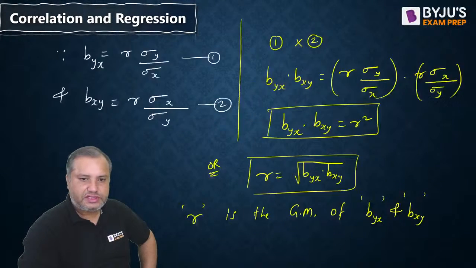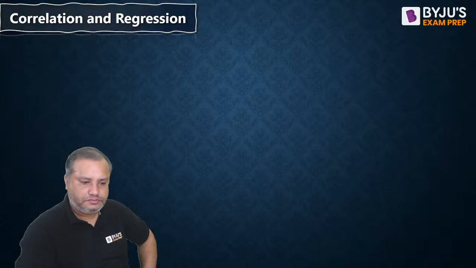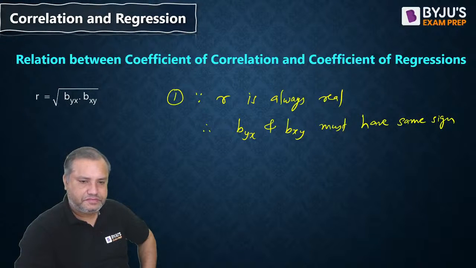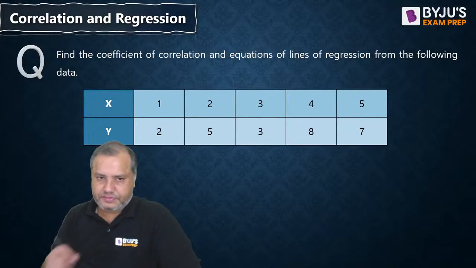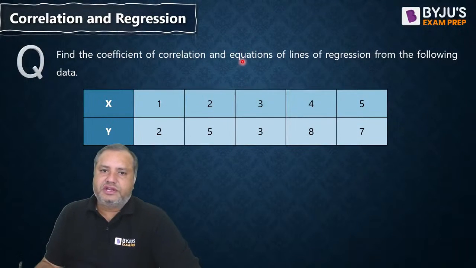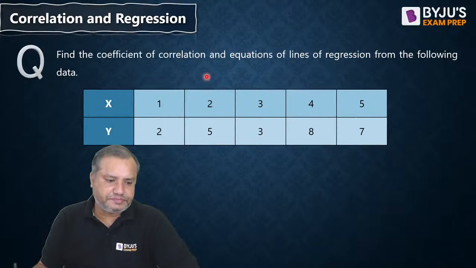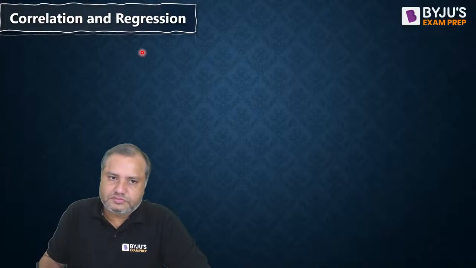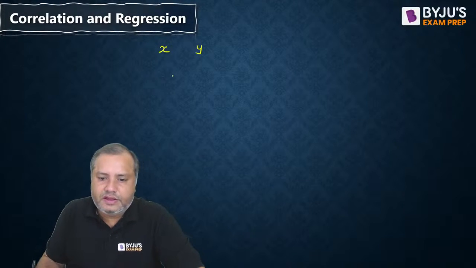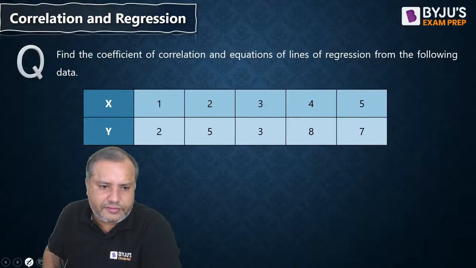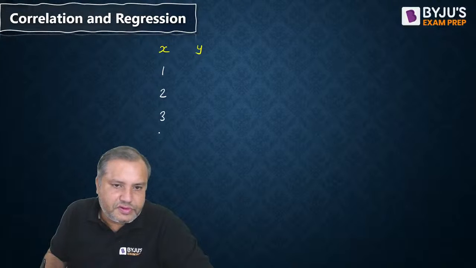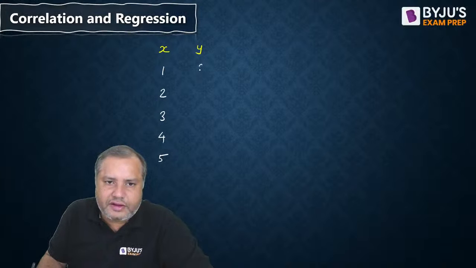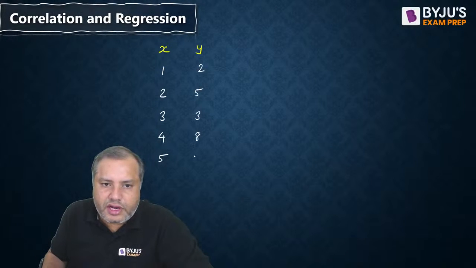Next, let's go through this. Now, here comes our first question. Find the coefficient of correlation and equations of lines of regression from the following data. Okay. So what is X? What is Y? Values of X are 1, 2, 3, 4, 5. Values of Y are 2, 5, 3, 8, 7.